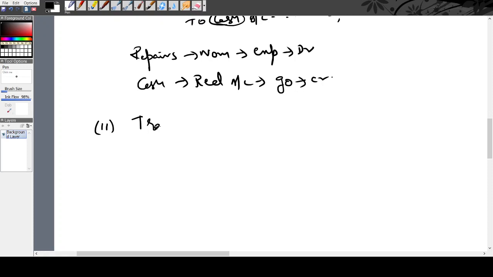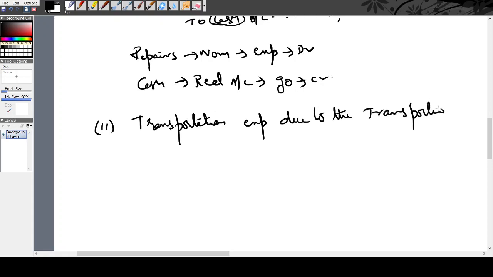Let us say we have paid some transportation expenses due to the transporter. We have to pay the bills to the transporter. He has transported our raw material from the vendor's place to the factory, and we have to pay him a lakh of rupees. We have not yet paid him. So how do you record this kind of a journal entry? Transportation expenses are due to the transporter. That means we have to pay. We have not yet paid. So how do you record the entry?